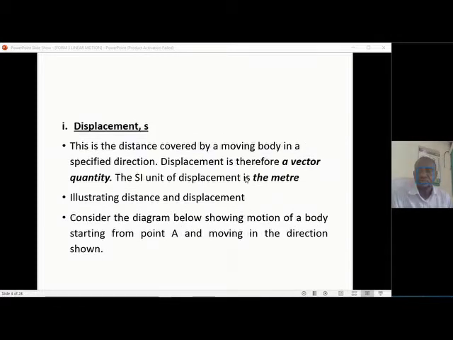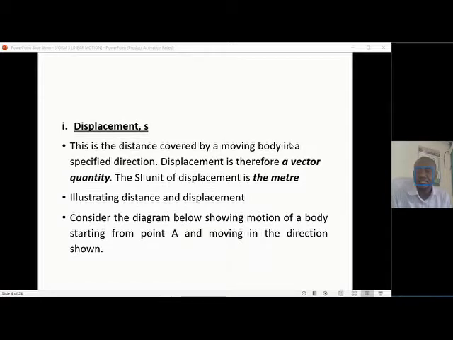Number 2, we have displacement. This is the distance covered by a moving body in a specified direction. Displacement is therefore a vector quantity. The SI unit of displacement is the meter. The only difference between displacement and distance is one is in a specified direction, another one is just total length covered.